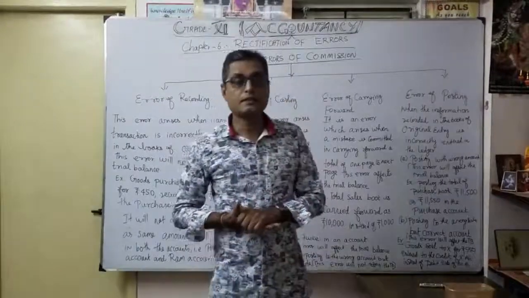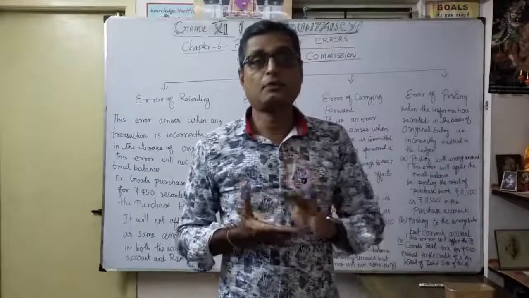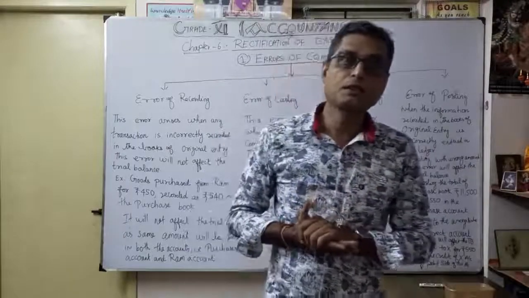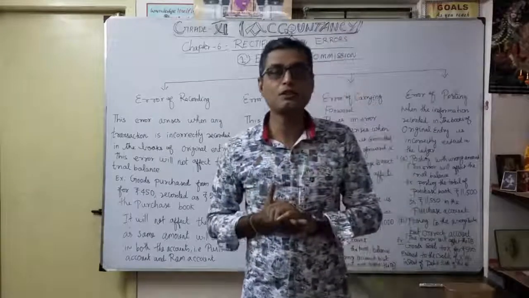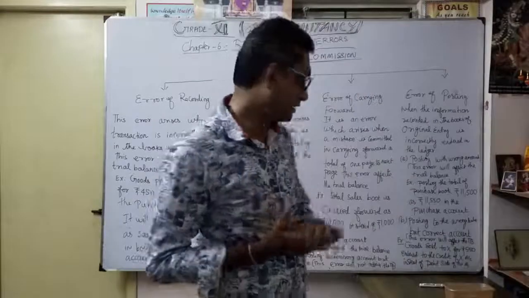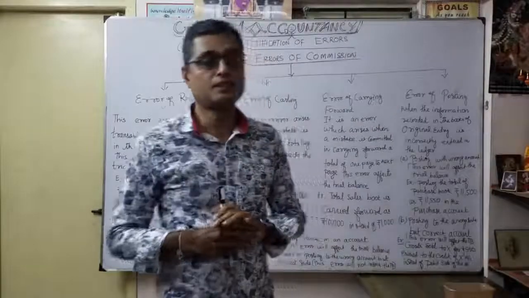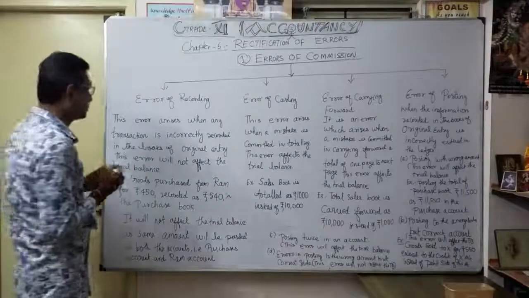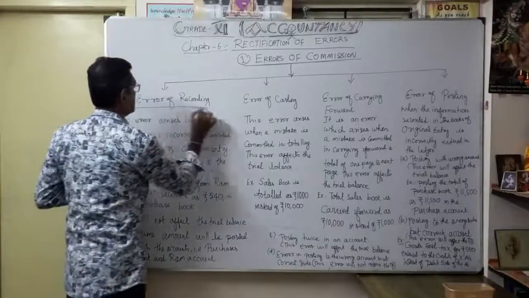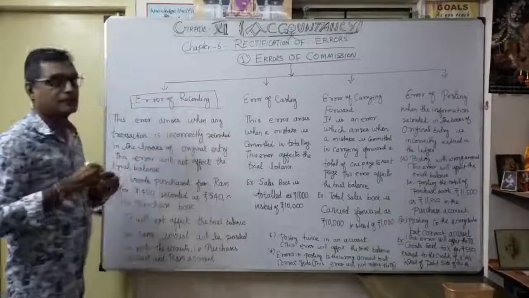So as a classification of errors, the first one is error of commission, then error of omission, error of principle, and finally compensating errors. We are going to discuss the first one, error of commission. Under error of commission, what are the possible errors? The first one is error of recording. Whenever recording itself, how does the error arise?